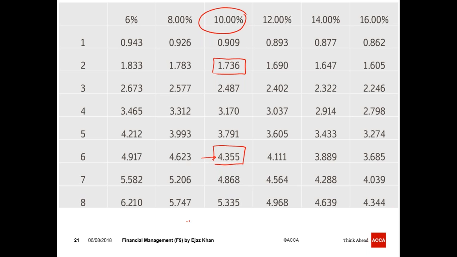So 4.355 minus the 2 years annuity factor. May I know what will be the answer? 2.619. So instead of using any other approach, we can just take this as our annuity factor and multiply it with the cash inflows that we were receiving after every year.